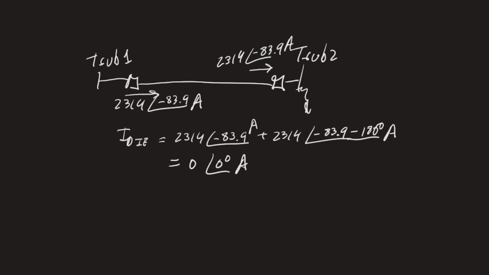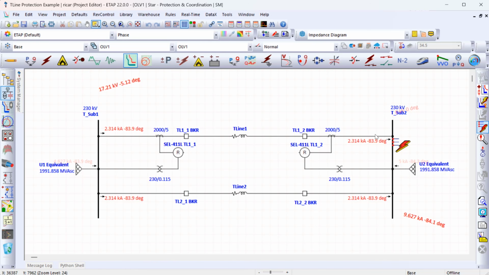Now, the reason why I subtracted 180 degrees from the TL1_2 terminal is because the current on that terminal is exiting the transmission line and is flowing out of the polarity of the CT. So in other words, if we look back at the ETAP model, I can see over here that I have this current 2314 angle minus 83.9, but it is flowing out of the polarity of this CT over here on the right, while the current on the left terminal is flowing into the polarity of the CT.